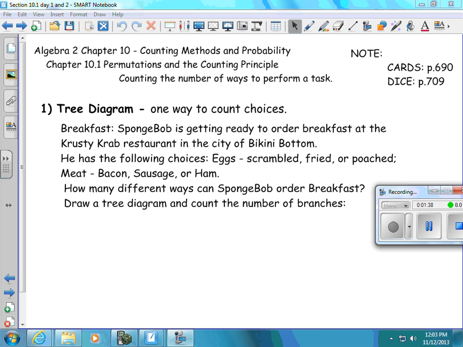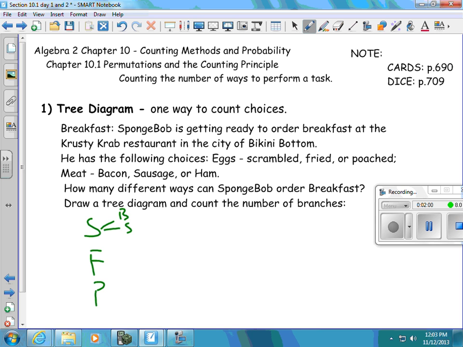Okay, so we're going to list out the egg choices. He can have scrambled, so we'll put an S. He can have fried, or he can have poached. And these tree diagrams, they can be horizontal or they can be vertical. I'm going to make a horizontal one, but you could easily flip this and make it vertical as well. With each egg choice, he can have a meat: bacon, sausage, or ham. And this is true no matter what type of eggs he picks. Sausage, bacon, or ham. Let's switch those two up, that's okay.